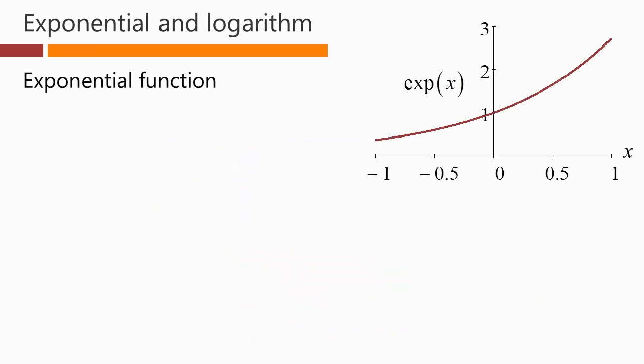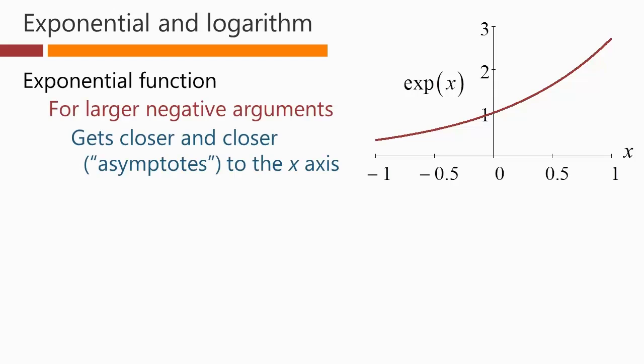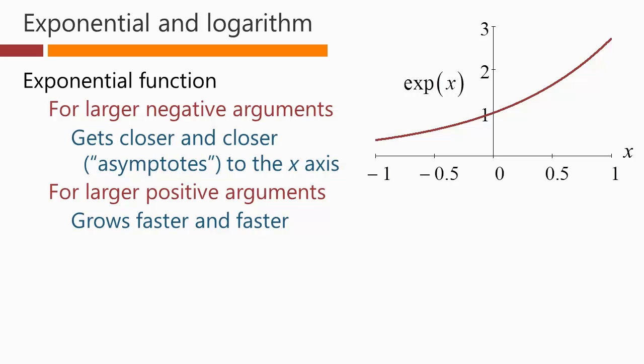Let's just have a look at these functions. Here's what the exponential function looks like, or e to the x. You can see that as we go to larger negative arguments, it gets closer and closer to the horizontal axis. It is called, therefore, a function that asymptotes to the x-axis. And for larger positive arguments, it grows faster and faster and faster.